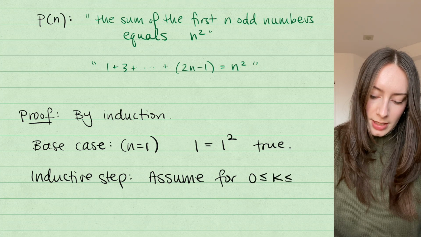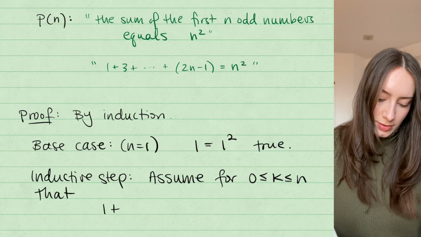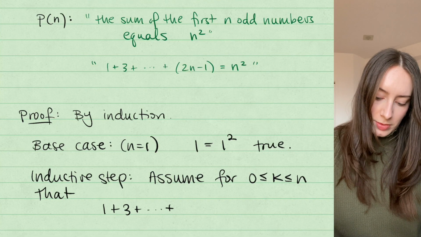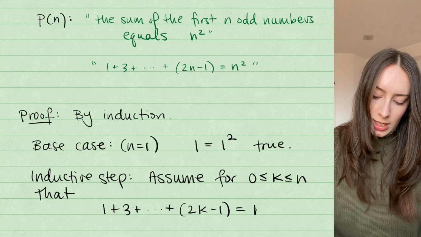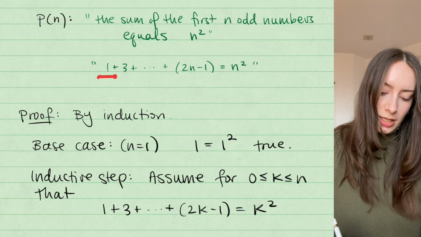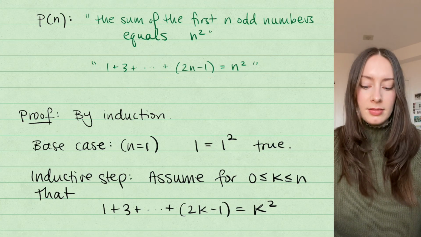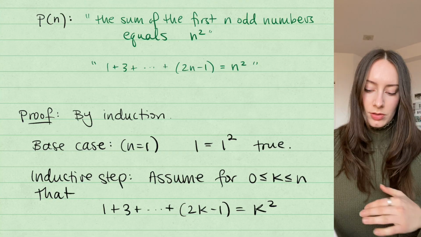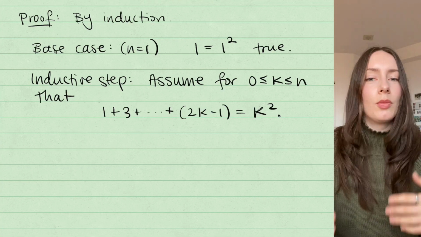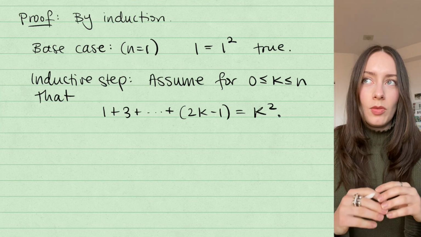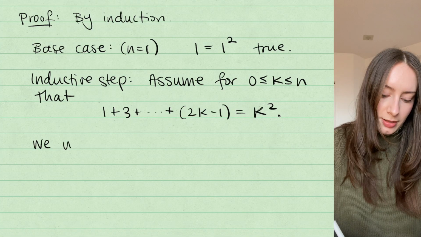So assume, for k between 0 and n, that 1 plus 3 plus all the way up to the kth odd integer, which is 2k minus 1, is equal to k squared. And I've gotten this just by looking at our original P(n) and plugging in k wherever I see n. So this is something that we're assuming, and we're going to use it to prove the statement for k plus 1. Whenever I'm writing a proof, I like to write down what our goal is, just to keep that clear in my mind.